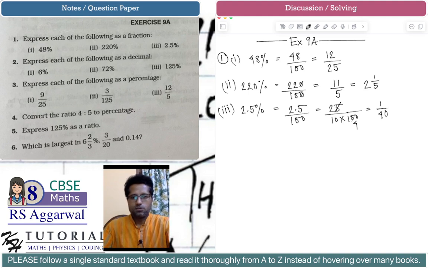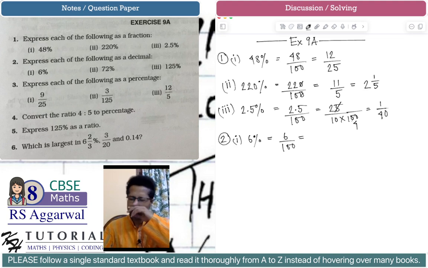Okay, let's do problem number 2. Express each of the following as a decimal. So we have to convert all the given percentages into decimals. So the first one is 6 percentage. Now, how do we convert a percentage to a decimal? We first convert it to a fraction, and then from the fraction we convert it to a decimal. So 6 percentage is 6 by 100 as a fraction.